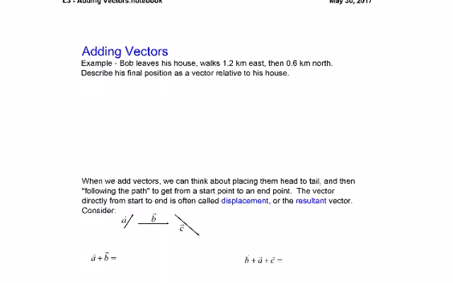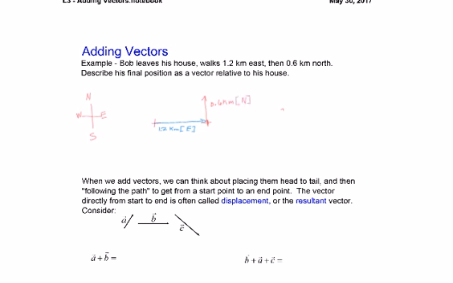So what we'll be doing is the first thing we have to do is set up our direction finder. Now it says Bob leaves the house 1.2 kilometers to the east and then 0.6 kilometers to the north. So we draw our first vector, 1.2 kilometers to the east. Then we draw our second vector, north. I always have my reference cross there as well. I put 0.6 kilometers north.